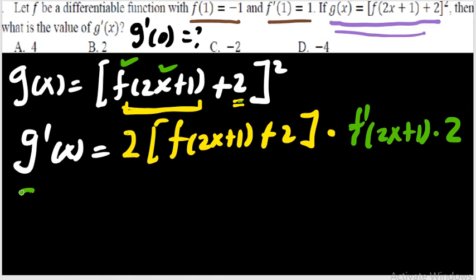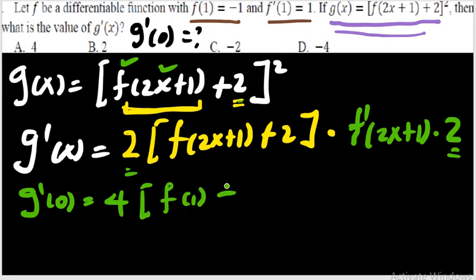Now let us insert 0. G derivative at 0 means, by the way, these 2 and these 2 will be multiplied. It's going to be 4. I can write 4 here. And then when you insert 0 here, what is left? F of 1 remains plus 2 times f derivative. Again, when you insert 0 here, it's going to be just 1 remains. Now let us insert what we have.